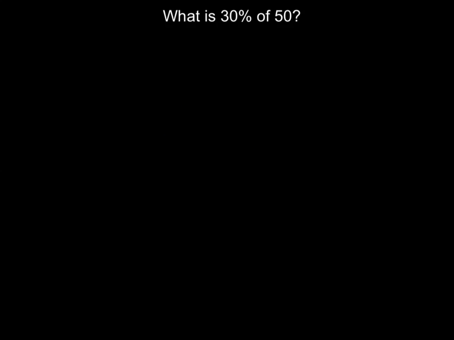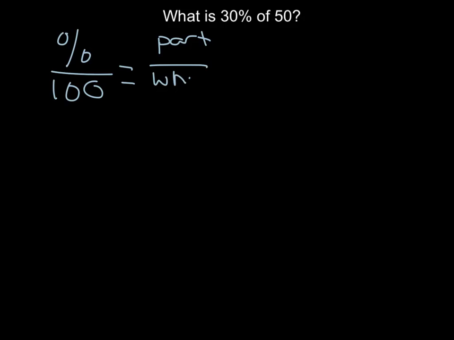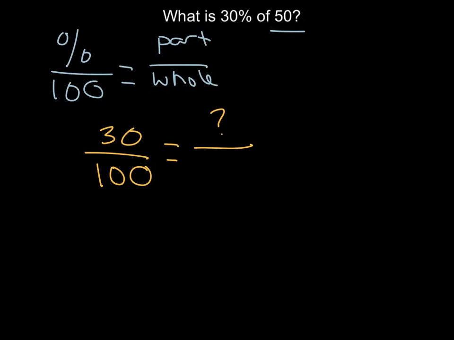So we'll start with our first example. What is 30% of 50? So again, we are working with our percent over 100 and setting that equal to the part over the whole. Now in this case, we know that our 50 is going to be the whole. We are looking for the part, so the 30% of 50. So we would set this problem up: 30 over 100, because we have 30%, is equal to a number over 50.